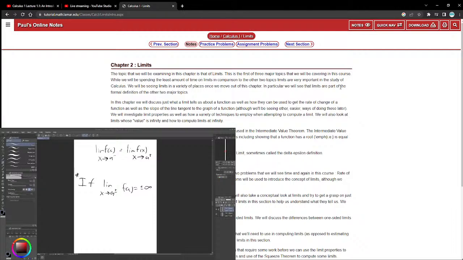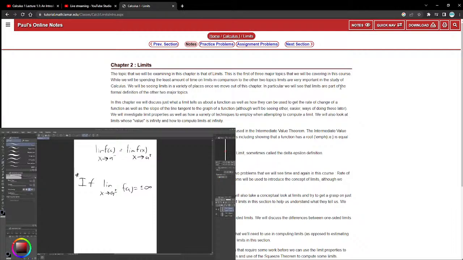We will investigate limit properties as well as a variety of techniques to employ when attempting to compute a limit. We will also look at limits whose value is infinity and how to compute limits at infinity. In addition, we'll introduce the concept of continuity.